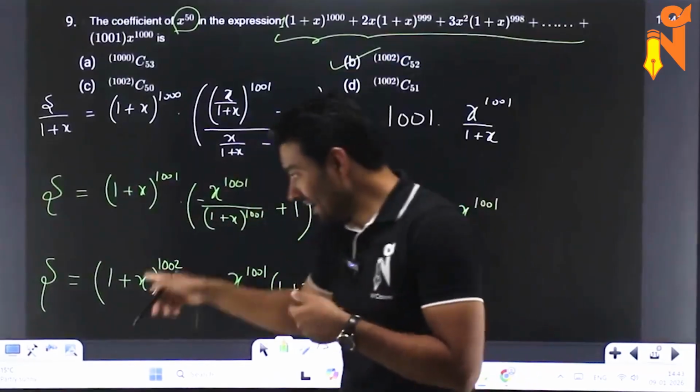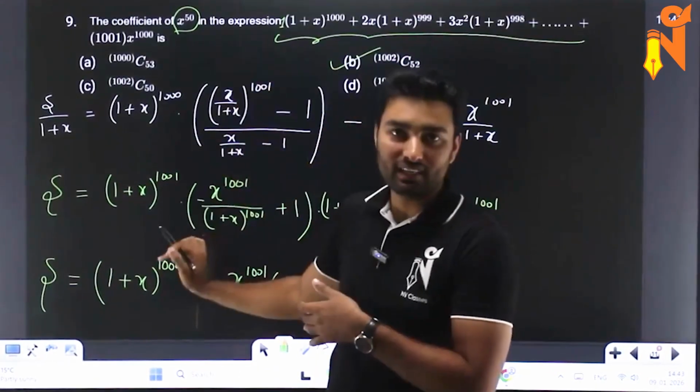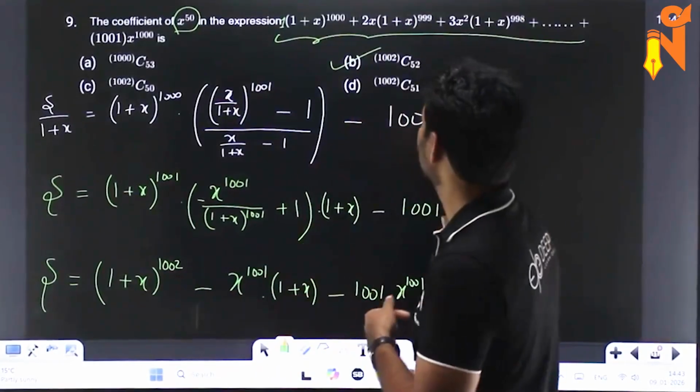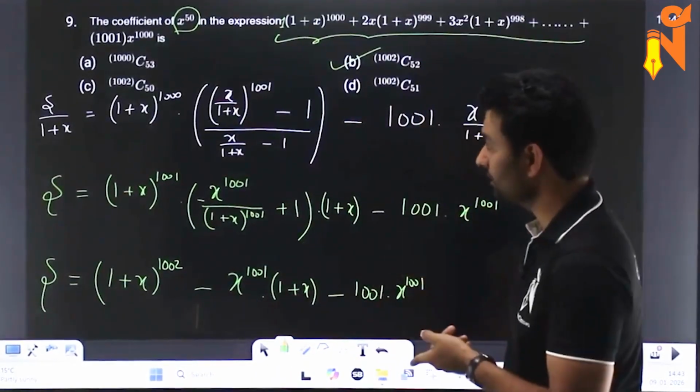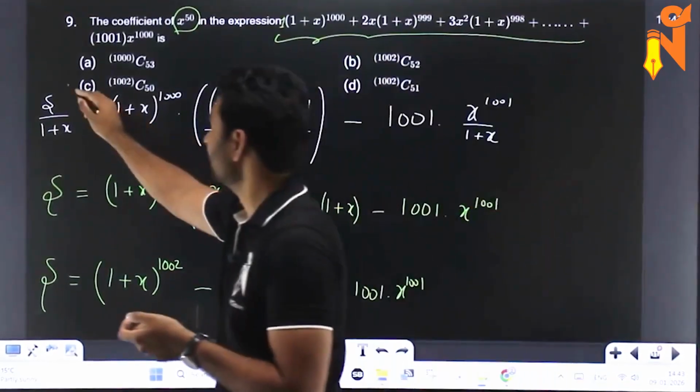Okay. At the end we are using binomial, but before this it is almost the GP concept. Then this is a very simple concept of binomial theorem, right? So 1000 C 50, sorry, 50, right? So 50, this is option C.